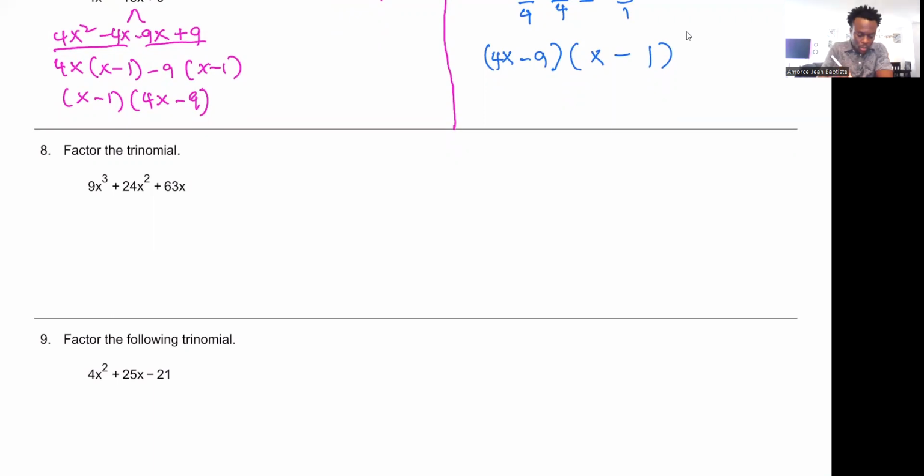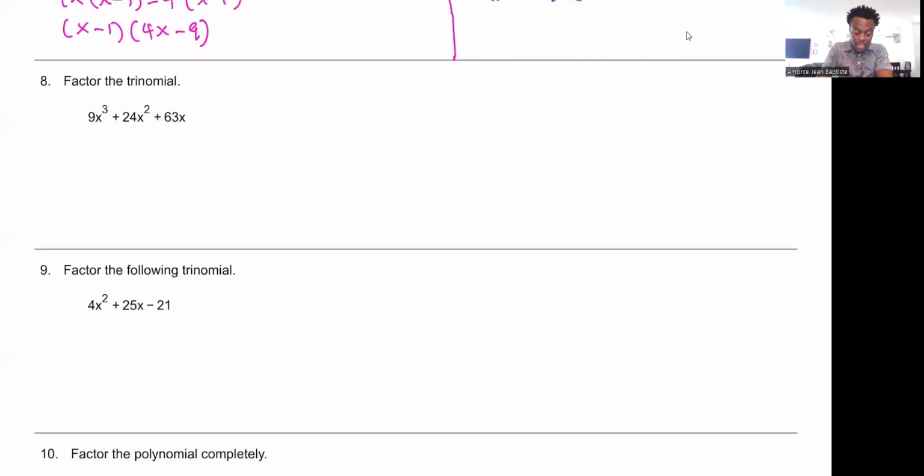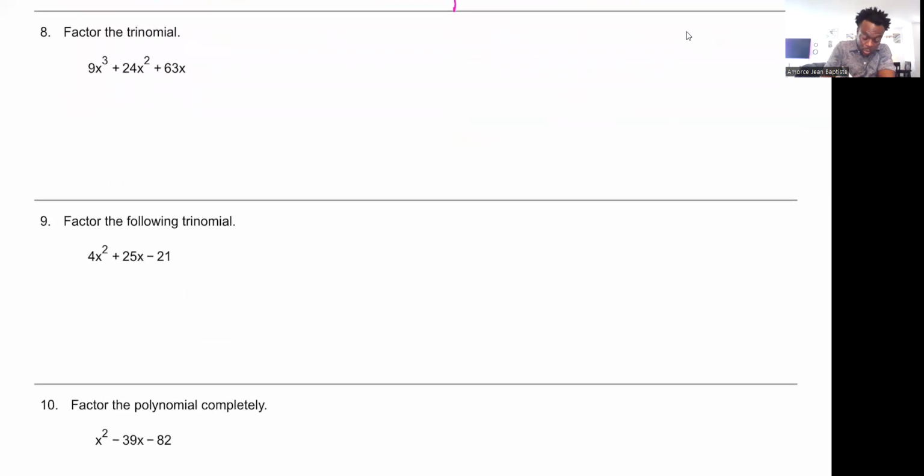Number 8, we will try to look for the GCF, if any. I think 3x is the GCF in this case. Factor 3x out. So that's 3x squared plus 8x, and then plus 63 divided by 3 is 21.